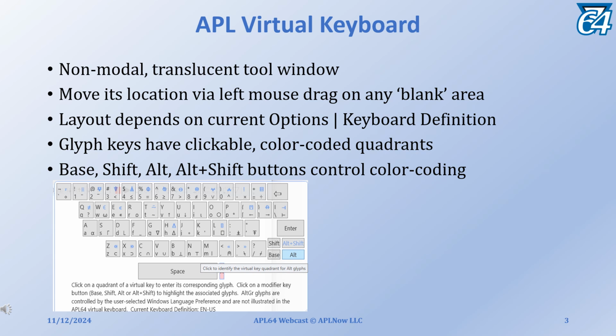Each glyph key has color-coded quadrants, effectively providing up to 4 glyph buttons per glyph key. The APL 64 Virtual Keyboard base, Shift, Alt and Alt plus Shift buttons control the color coding of the glyph keys.